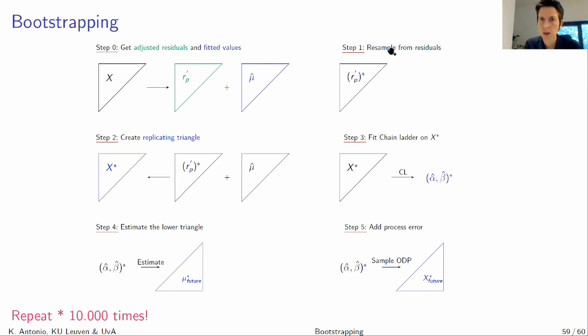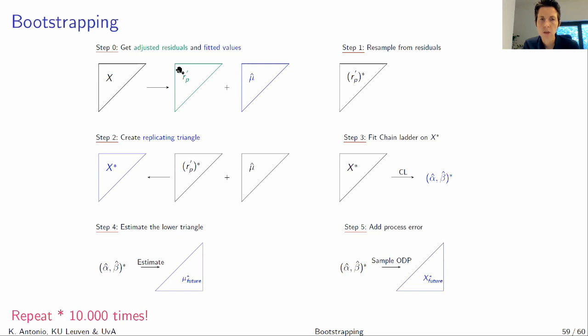I see that I got a question in the chat from Marco. So Marco says, could you make an example of how a particular cell in step 1 is computed? So if you look at step 1, that's the resampling, right? So what I need to do here is I calculate the residual.